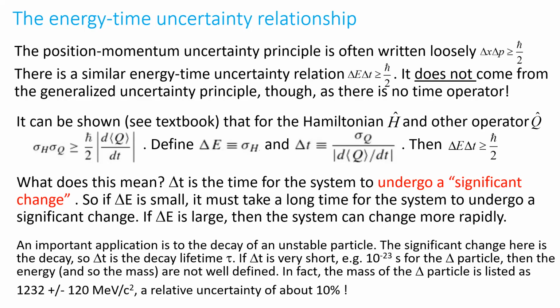position momentum uncertainty principle. And then finally, we looked at the energy time uncertainty relationship. We saw what we meant by delta T as the time to undergo a significant change, and saw an application where delta T, that significant change time, was very short. So delta E had to be big, and so delta M was big, and we had an uncertainty in mass of a decaying particle.